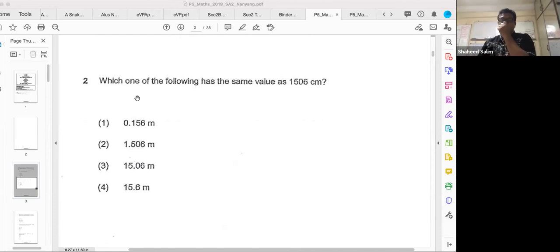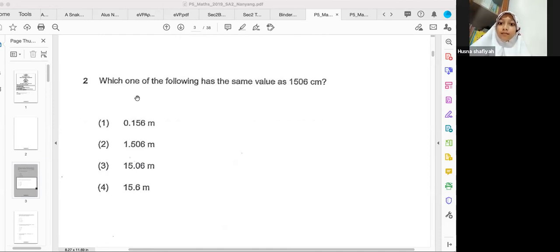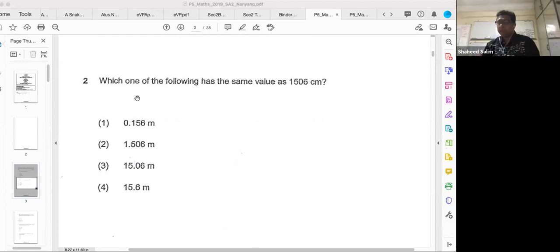Which one has the same value as 1506 cm? Remember, 1 meter, how many cm are there? 100. 1 meter, there's 100 cm.